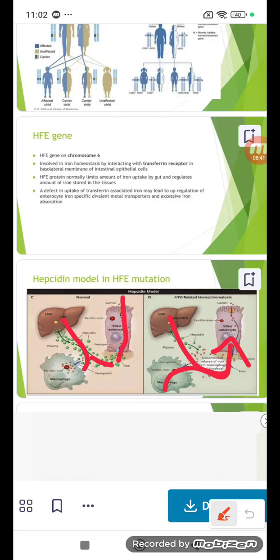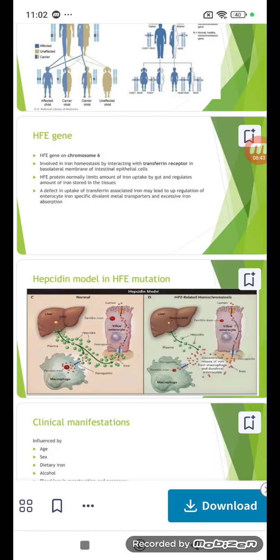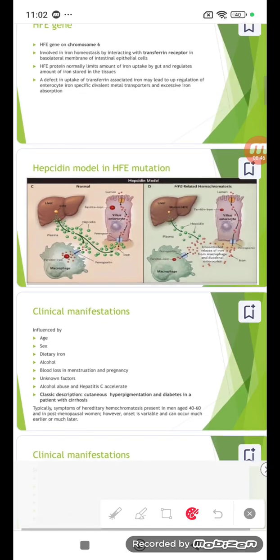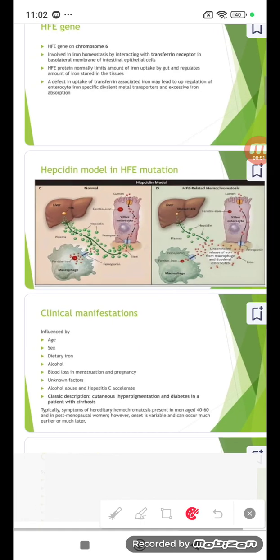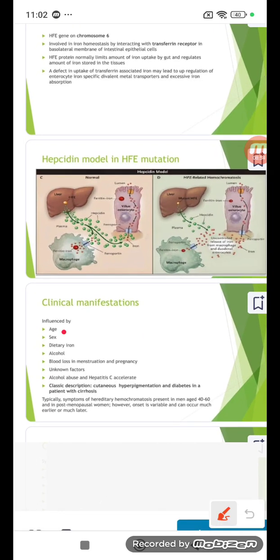Mutation means sudden changes occur in the genes due to any reasons. There are a lot of reasons; we'll discuss different types of reasons. Sometimes this develops depending upon the age, the sex, male or female, dietary iron, excess iron intake, alcohol consumption, menstruation and pregnancy, unknown factors, sometimes hepatitis, microorganisms, and diabetes. Different factors develop this hemochromatosis process in the human body.